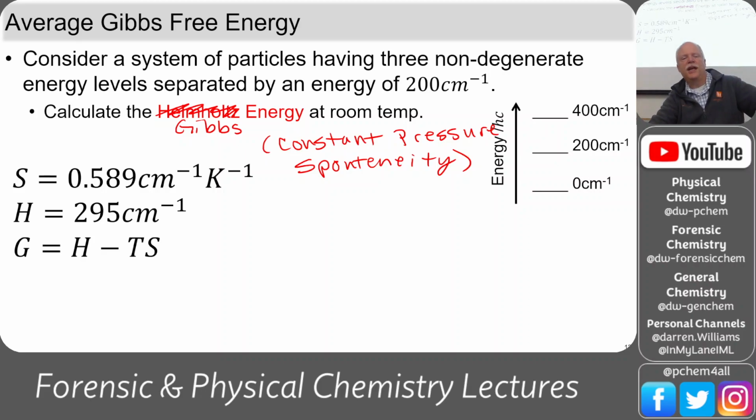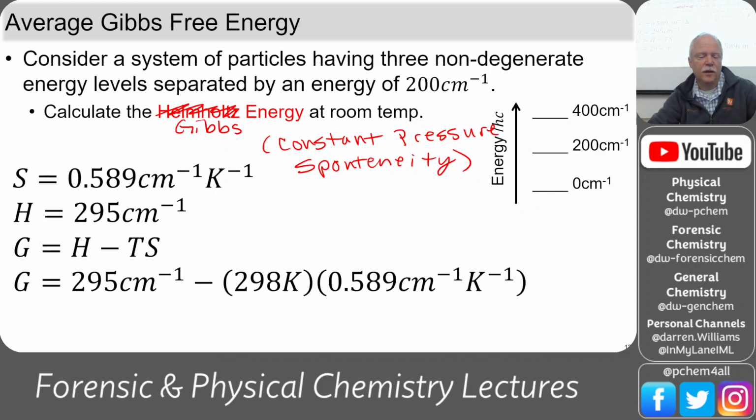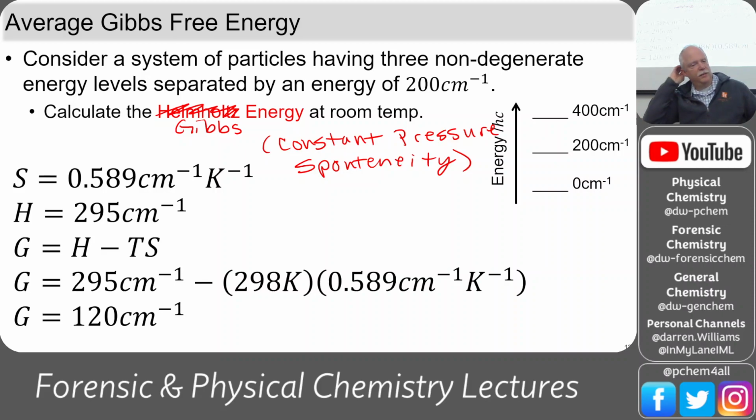And again, that would be for changes in Gibbs or changes in Helmholtz. Right now, we're just dealing with the sort of absolute value of Gibbs energy and absolute value of Helmholtz energy. So H minus TS. So we've got to know the enthalpy before we can calculate the Gibbs energy. So 295 was our enthalpy, and then we have the entropy term. And so we end up with 120 wave numbers of Gibbs energy in this system.